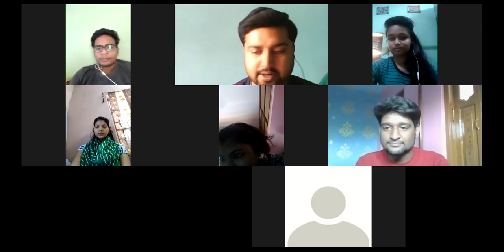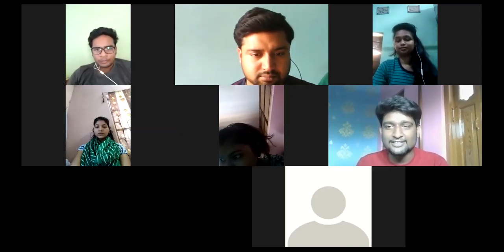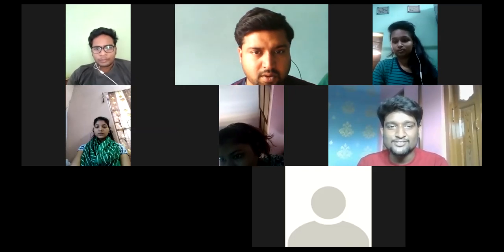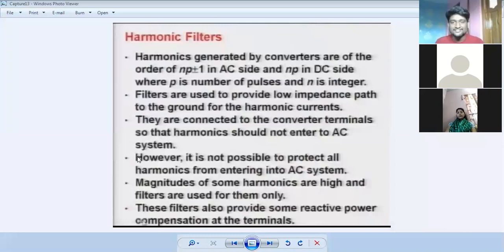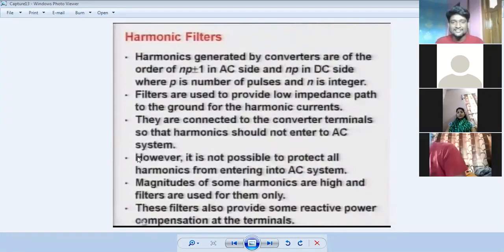So we are using filters to cancel out the harmonics in the system. Here we can see that on the AC side the harmonics are of order NP plus minus 1, and for the DC side the order is NP, where N is an integer and P is the number of pulses.